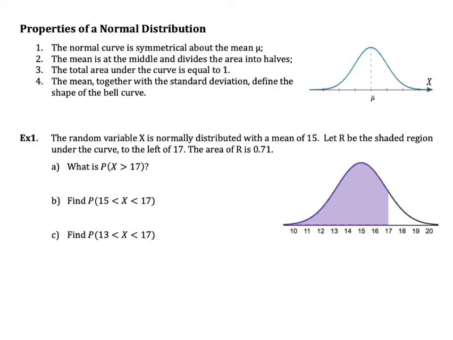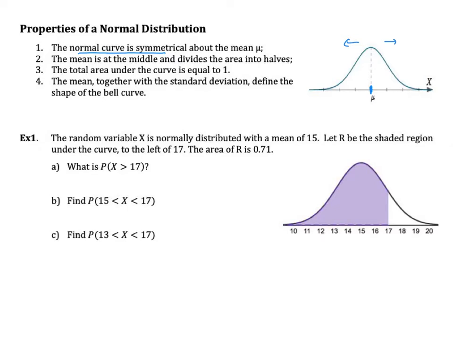So here are some important properties of a normal distribution. Number 1, it says the normal curve is symmetrical about the mean. So if this is your average right in the middle, you can see that you have perfect symmetry on the right-hand side over here and on the left-hand side. So if you folded the paper down the mean, you're going to get the exact same picture on the right and left.